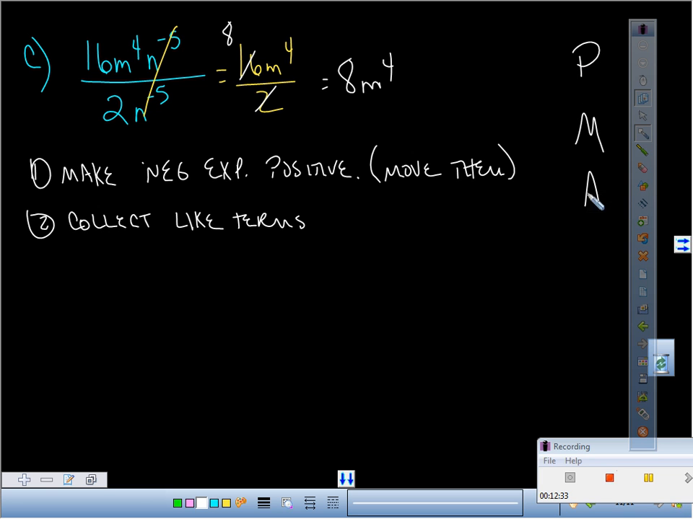Positive mental attitude during school. Okay? Powers to powers, you multiply. When you multiply, you add. And when you divide, you subtract. That's what you're using when you collect these like terms.